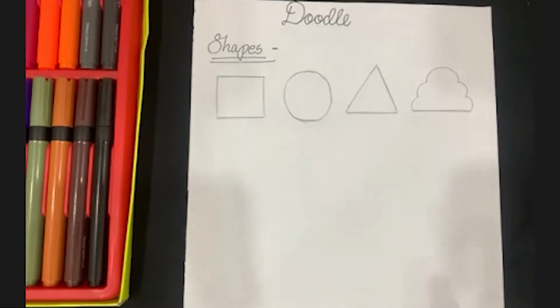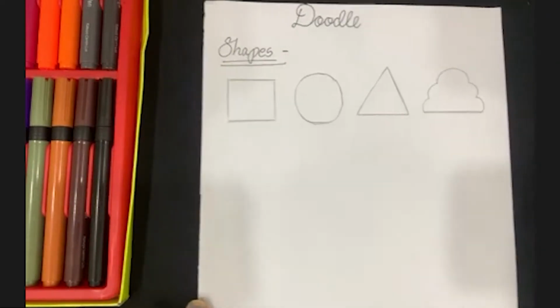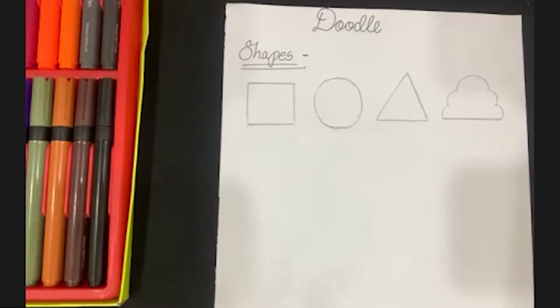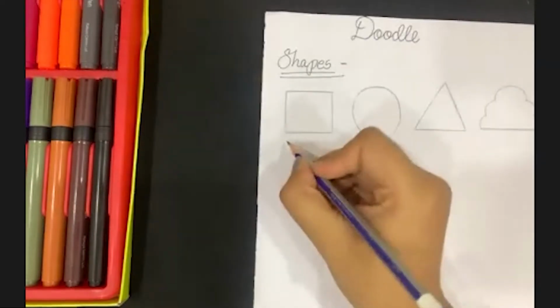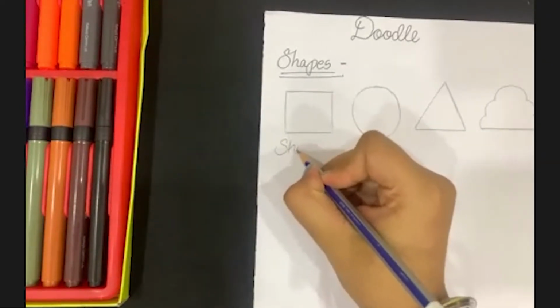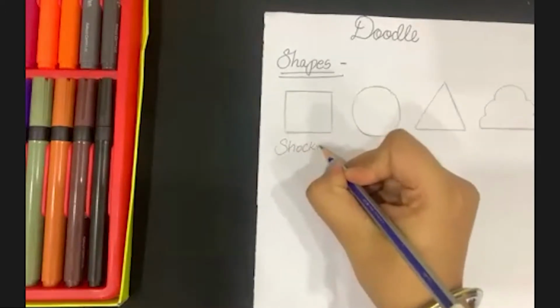Now we are simply going to convert these basic shapes into some emotions. Okay, means we are going on with the doodling, so we have to create some different emotions and all. Come on everyone, jump into my screen. So the first one I'm going to create is the shocked face.